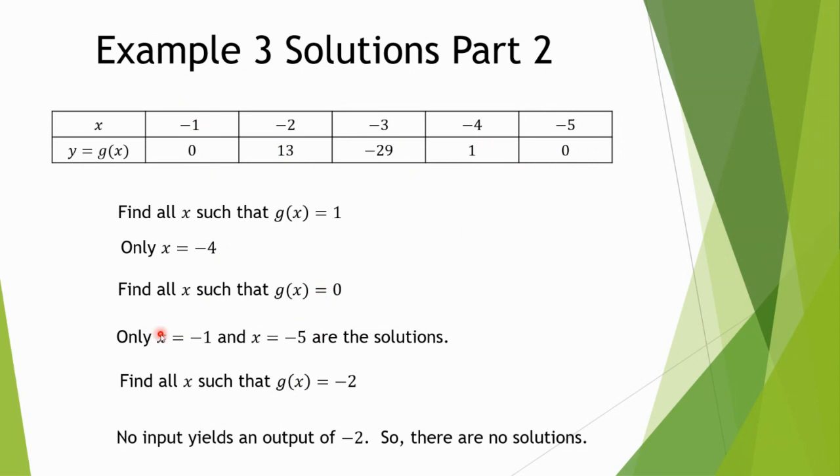Okay, so that's good. What about here? Let's find all x such that g of x is -2. Well, is y ever equal to -2? No, no, no, no, no. It's never equal to -2. So in other words, y is never -2. The function never gives us -2 as output, so there's no solutions. Are there any questions on this example?